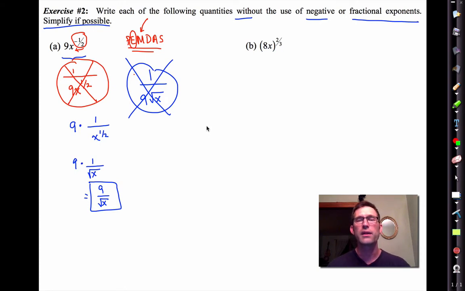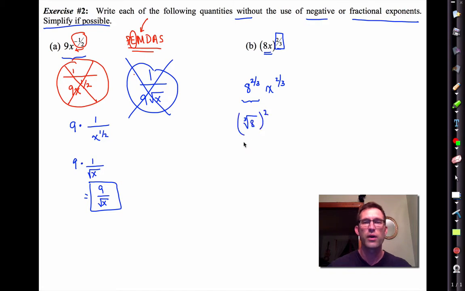On the other hand, in letter B, because we've used parentheses to group these two together, that 2/3 does apply to both the 8 and to the x. In other words, we have 8 to the 2/3 times x to the 2/3. Here, 8 to the 2/3 is the cubed root of 8. That's then squared. Why don't we figure that one right away? The cubed root of 8 is 2, and when we square it, we get 4.